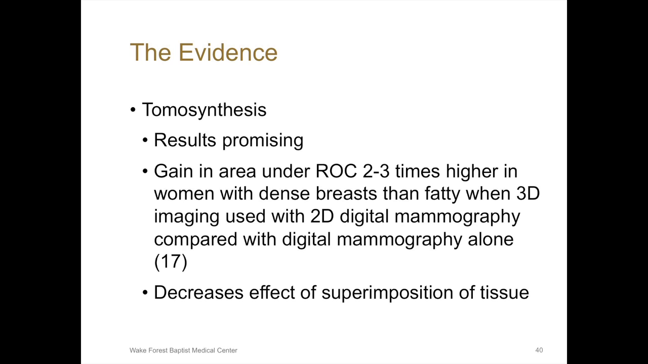One study showed the gain in the area under the ROC was 2 to 3 times higher in women with dense breast than fatty breast, again when you use that 3D imaging with 2D imaging compared with 2D imaging alone. And this is thought again to be that decrease of the effect of superimposition of tissue.